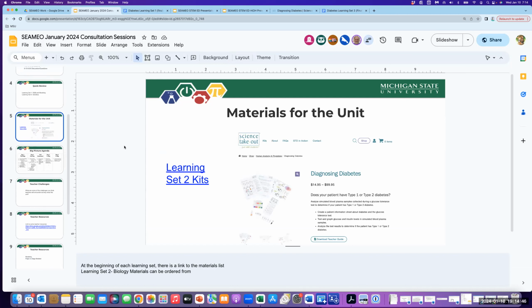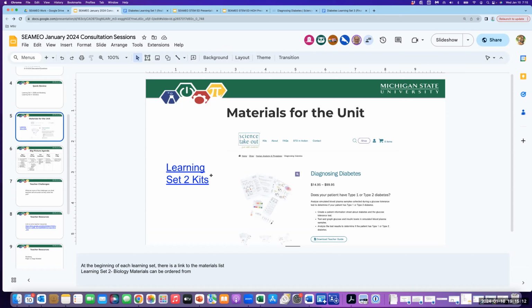Before we go on to some of the challenges, I wanted to make sure we cover something we did not cover: on slide 5, we did not cover learning set 2. And learning set 2 involves one piece of material. So the unit in general is not materials heavy. Most of the things you can get from your basic stores that have school type materials.